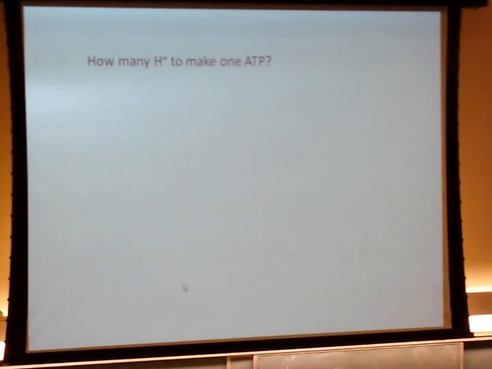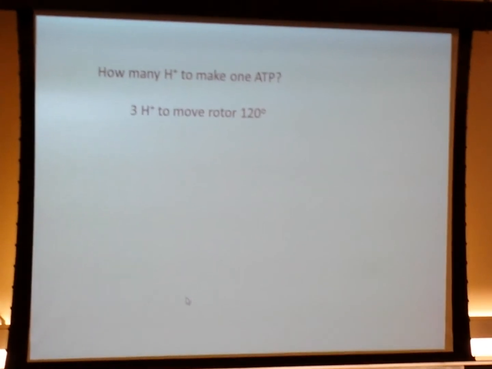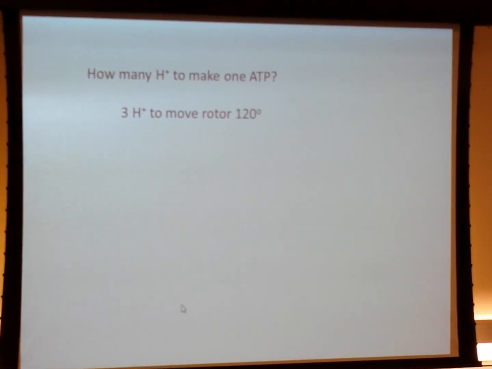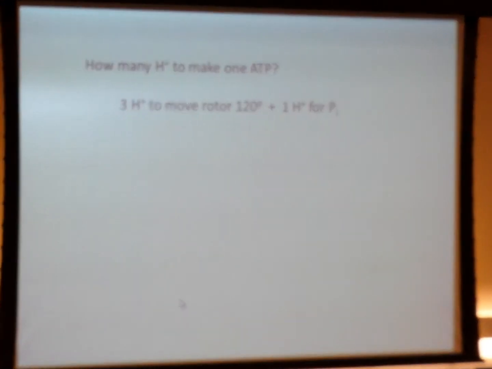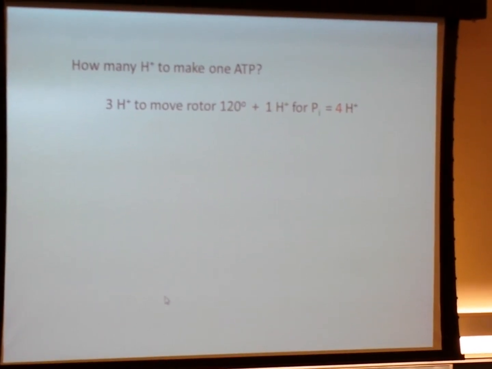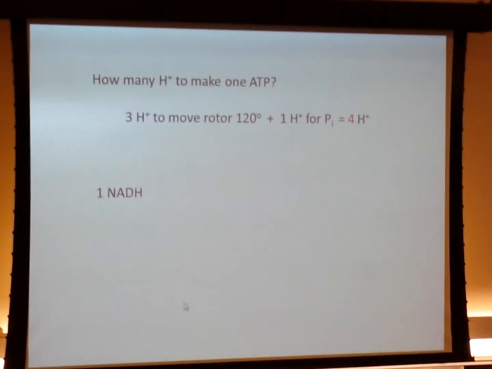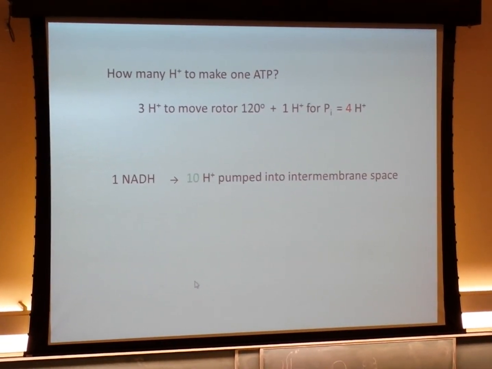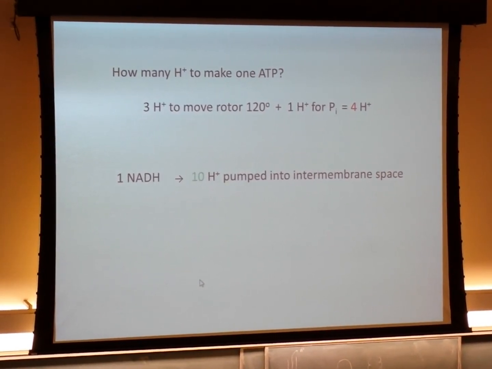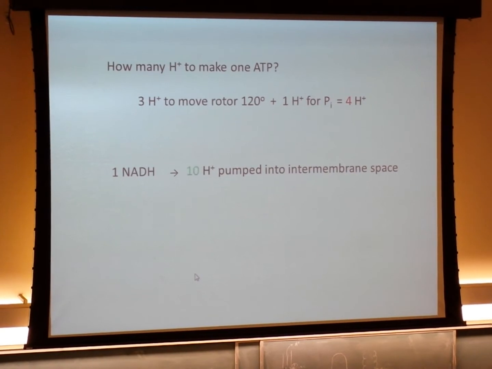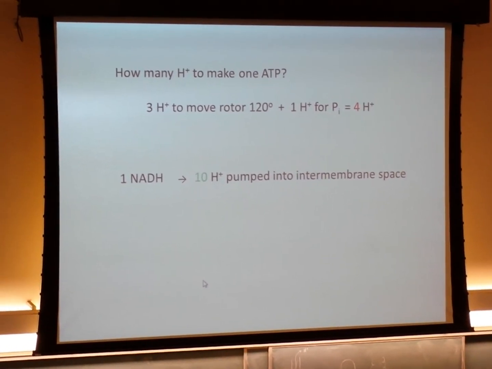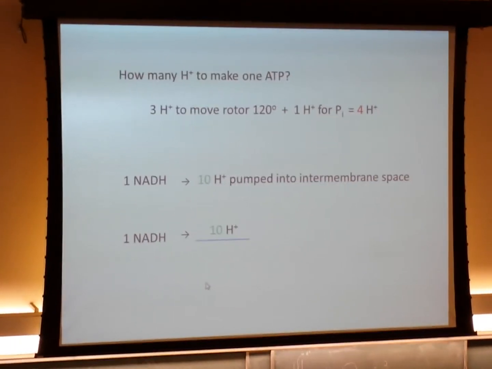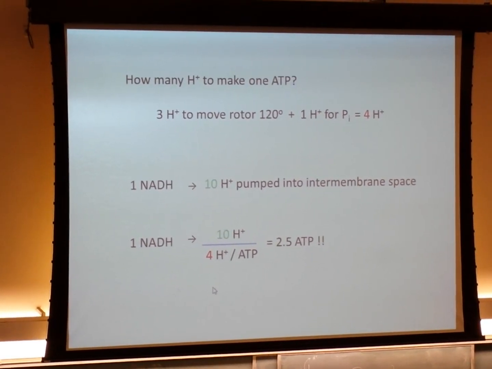And so our last slide just looks at the stoichiometry. 3 protons to make that crooked finger go click 120 degrees. 1 proton for the phosphate. It's going to take you 4 protons. 1 NADH causes 10 protons to get pumped across that membrane, according to our first slide today. Complexes 1, 3, and 4 collectively make 10 protons. And so now we can put this together and come up with 2.5 ATP.